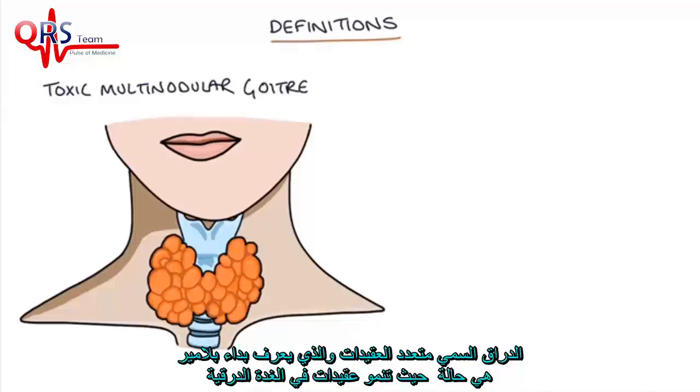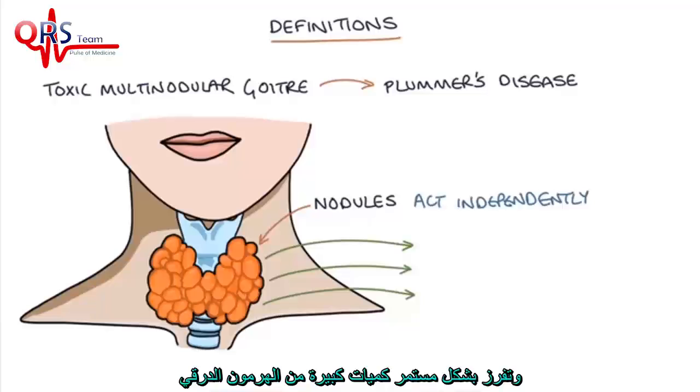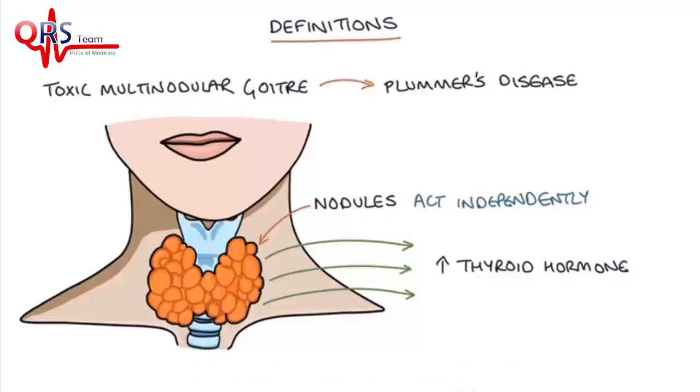Toxic multinodular goiter, which is also known as plumber's disease, is a condition where there's nodules developing in the thyroid gland, and these nodules act independently from the normal feedback system and continuously produce excessive thyroid hormone.